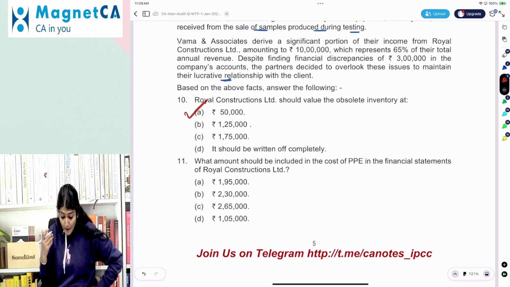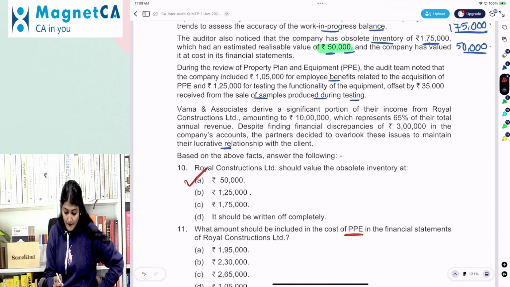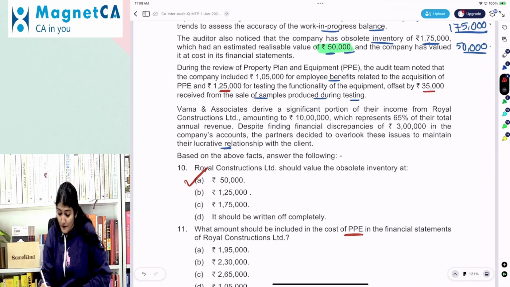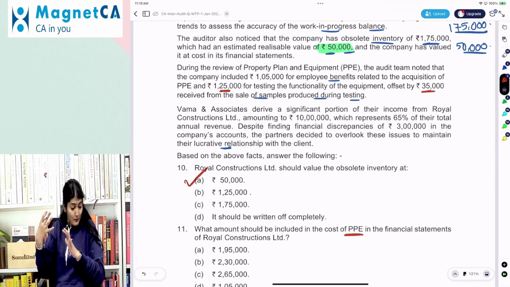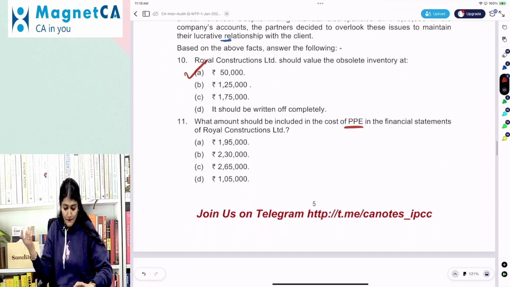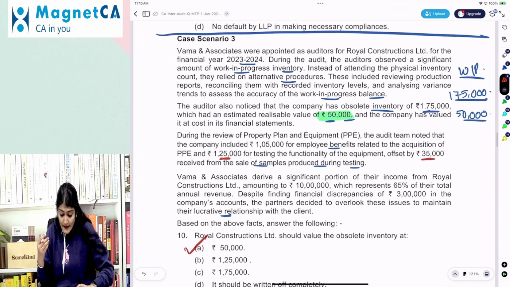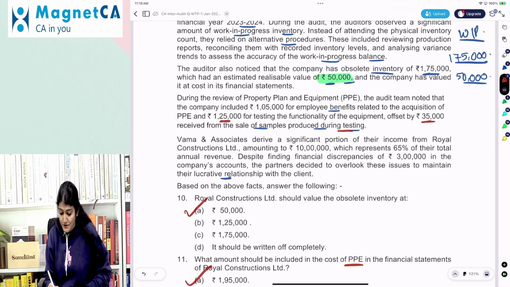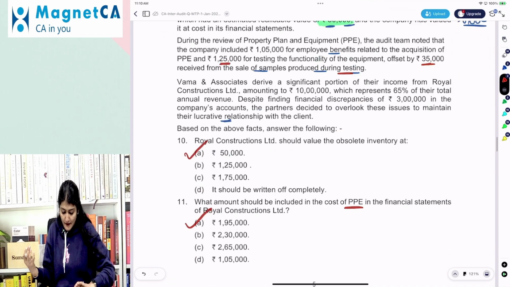No. What amount should be included in the cost of PPE in the financial statements? So what is the cost they have over there? The 1,25,000, right? 1,05,000 for the employee benefit related to the acquisition, and offset by the 35,000. If you add 1,25,000 and 1,05,000, you get 2,30,000, minus the 35,000, which comes to 1,95,000. Because that much sale has been done from the samples produced during the testing. So 1,05,000 plus 1,25,000 minus 35,000.